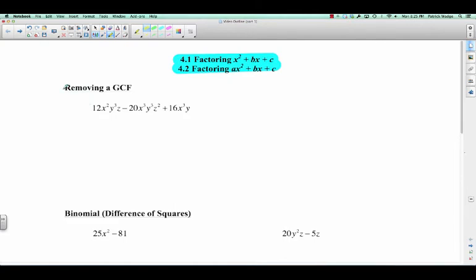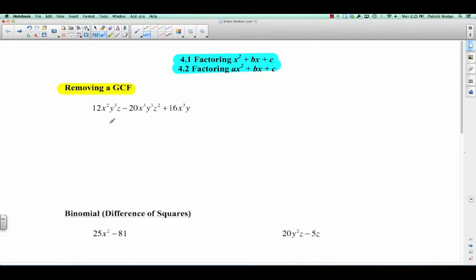The first one is removing a GCF, and you're always going to try to do this one first. If you're ever trying to factor, the first thing you should do is try to remove a GCF, greatest common factor, right? So we have a polynomial here. It's a trinomial because there's 3 terms. The terms are separated by the minus signs and the plus signs.